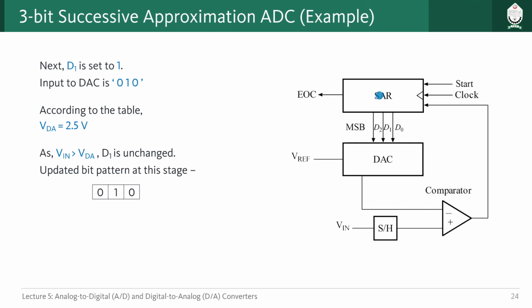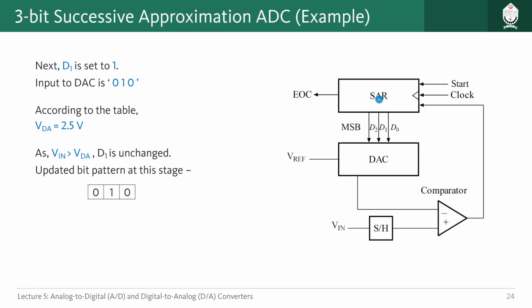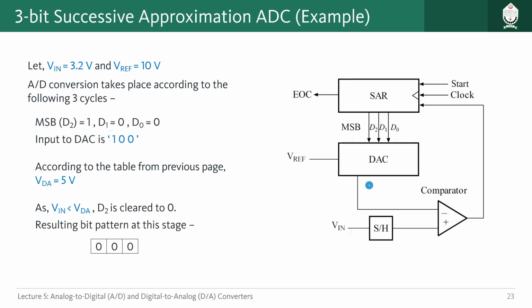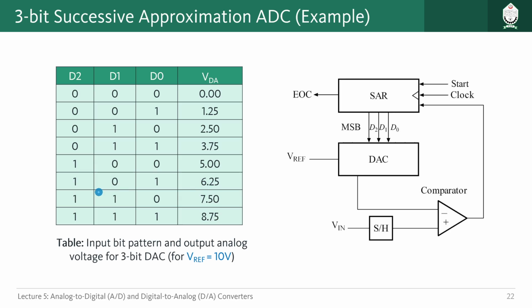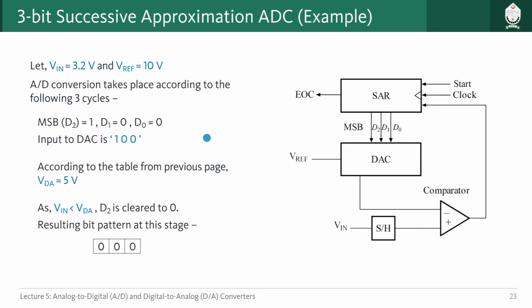And then we will start the next step, which is what? We have to keep the next significant bit, which is the second one, to 1, and send this value to our DAC, right? So the corresponding bit value is 010, and it will be sent to the DAC, and the DAC will output the equivalent analog voltage, right? So from the table we know that for 010 the corresponding analog value is 2.5 volt.